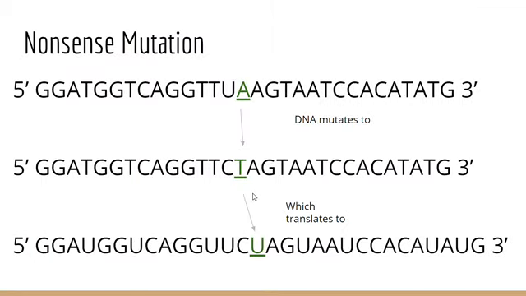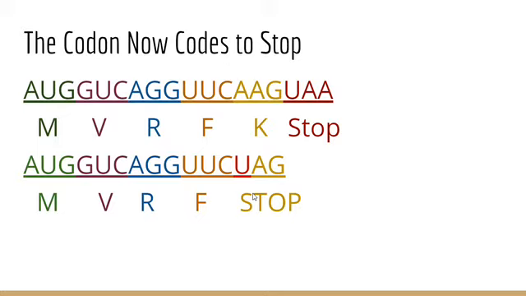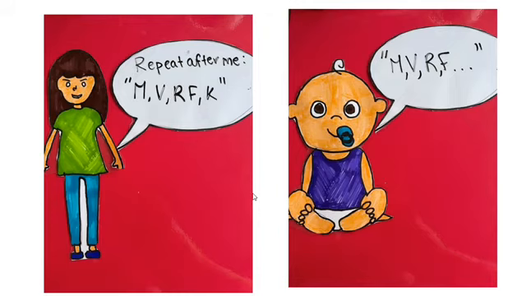A nonsense mutation, which could be a transversion going from an A to a T, which then translates to a U in RNA, we go from a K, AAG, to a stop, UAG. And so this causes a premature stop. And so if the mom says, say, MVRFK, and the baby only says MVRF, that's a premature stop.